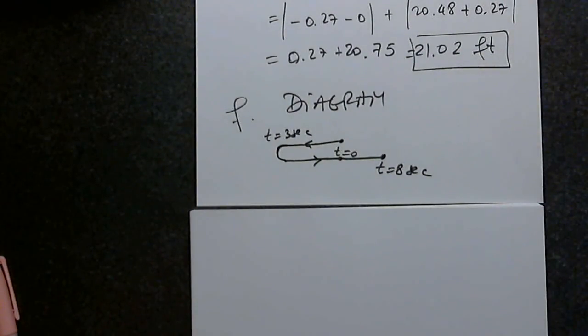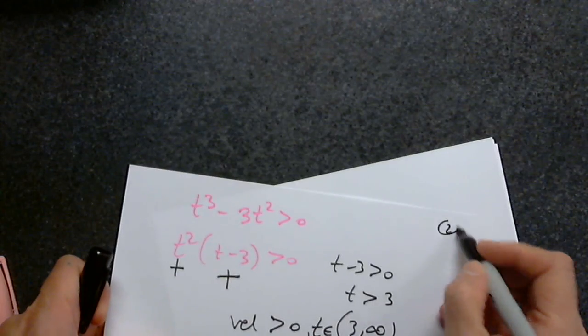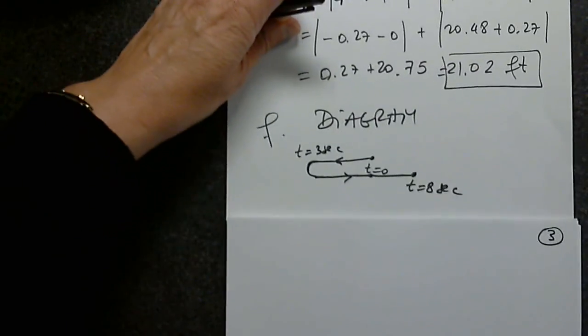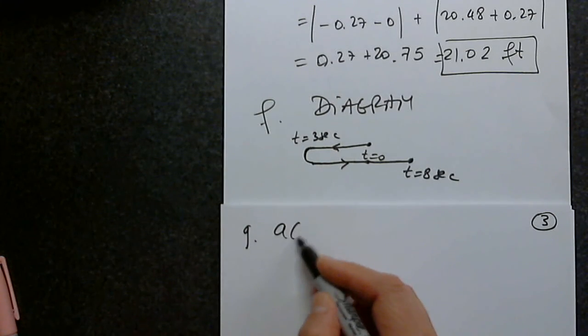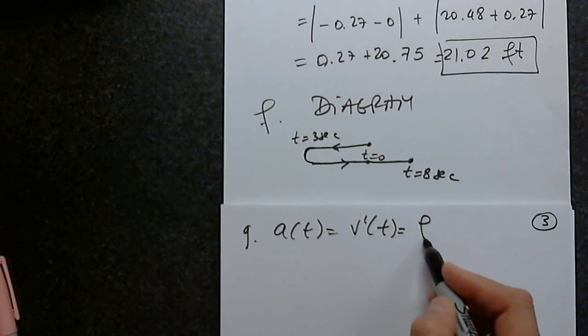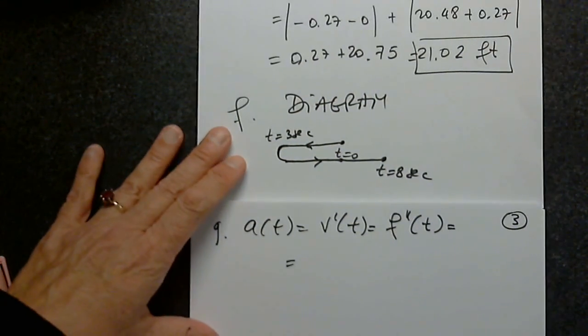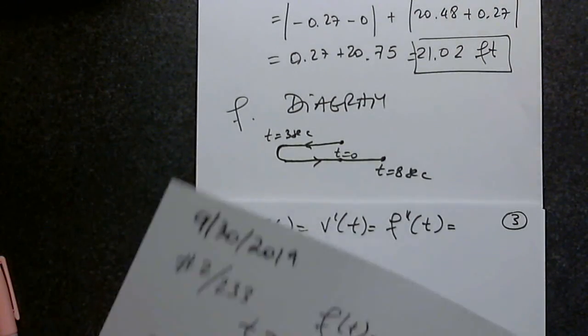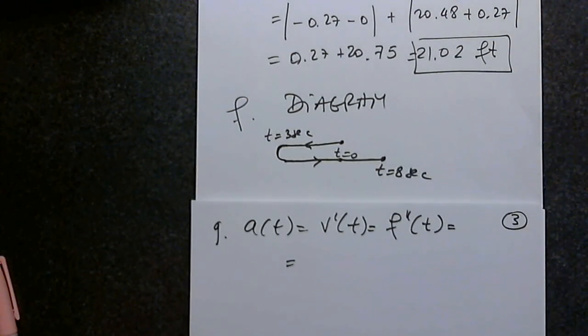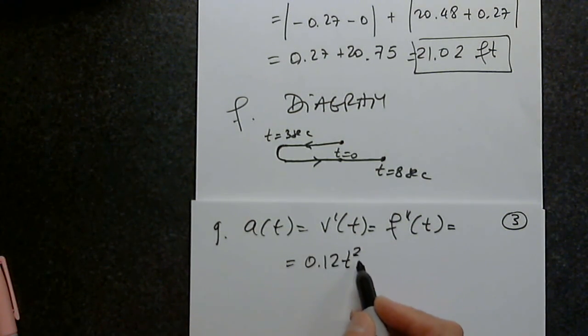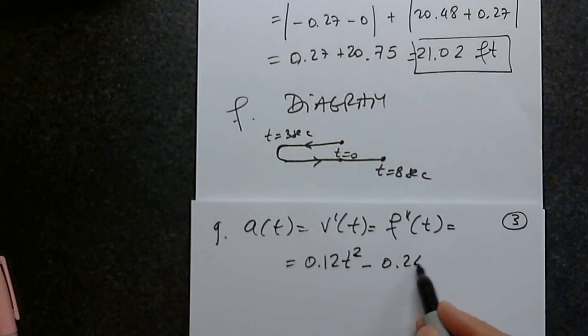They want the acceleration now. So in G, the acceleration a of t is v prime of t, or the second derivative of the function. Can anyone give us the formula for the acceleration? 0.12 t squared minus 0.24 t. Would you agree with that? Yes? Okay, next.